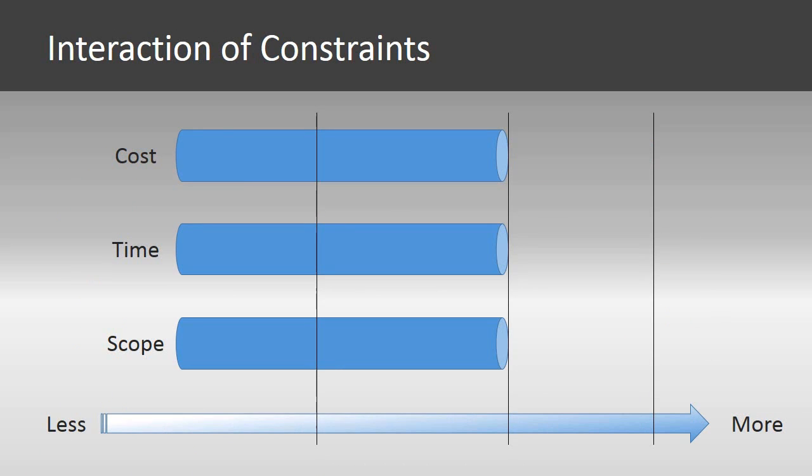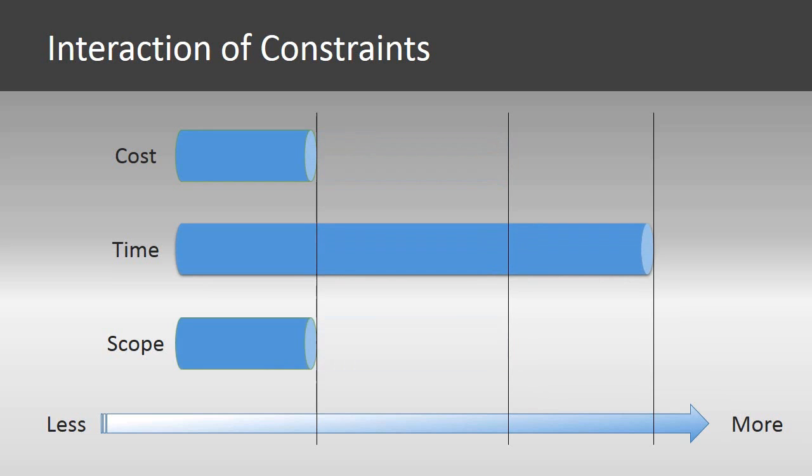If your stakeholders want the project to be delivered at a lower cost, this means taking away resource, thus increasing the time, or again, by reducing the scope of what is being delivered.